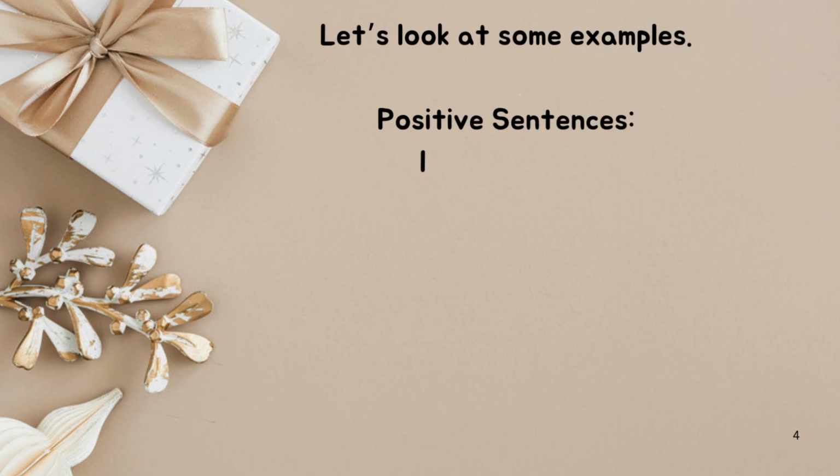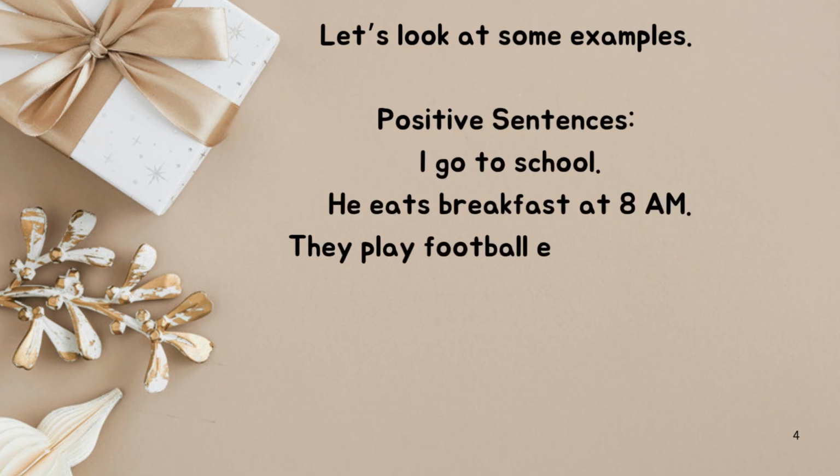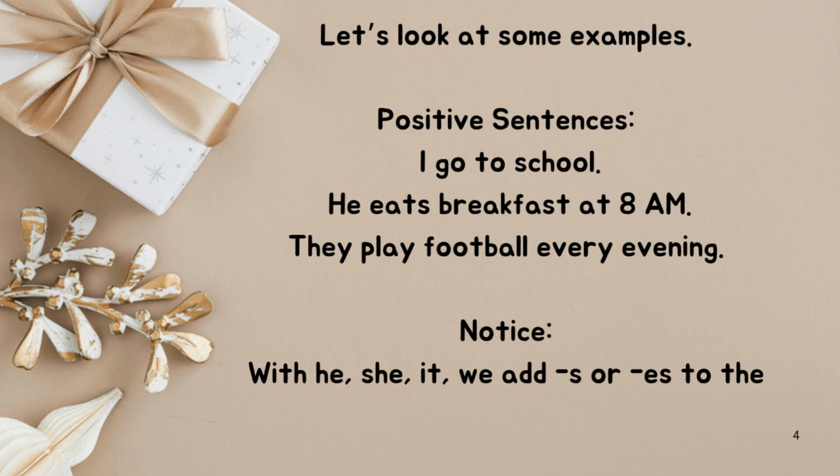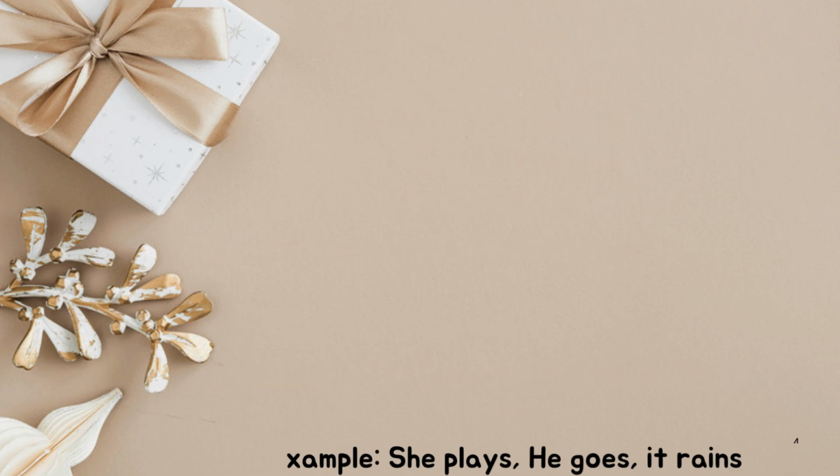Positive sentences. I go to school. He eats breakfast at 8 a.m. They play football every evening. Notice, with he, she, it, we add s or es to the verb. Example, she plays, he goes, it rains.